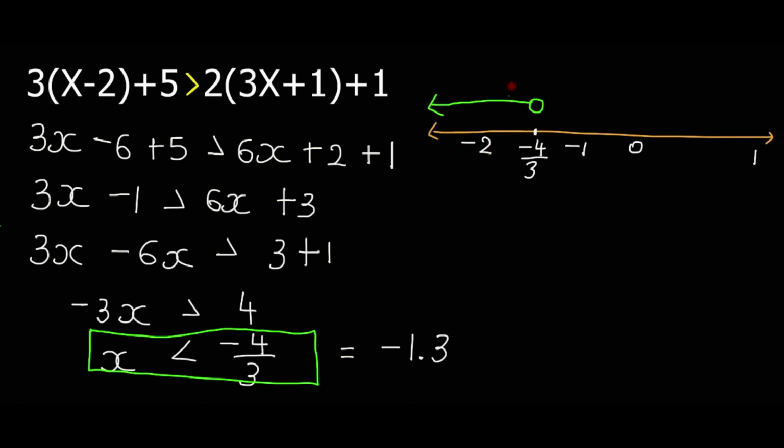So this is our answer on a number line, and then our answer in interval notation will be in this way. Remember, on the left is negative infinity, and on the right is positive infinity. This means that we start with negative infinity here, and then because of this inequality, this bracket. So this is our answer in interval notation.